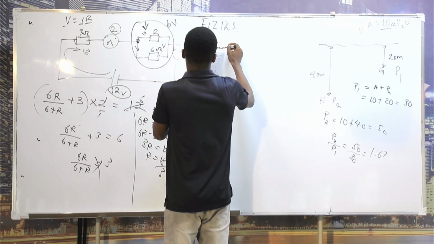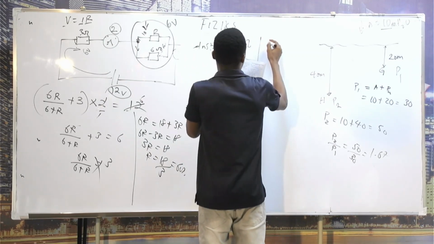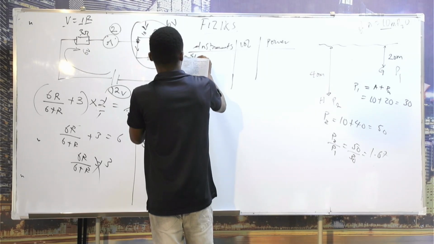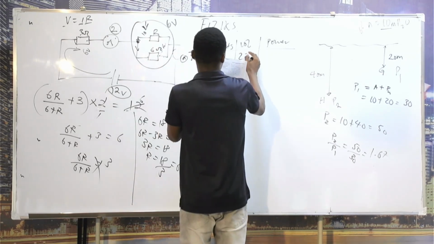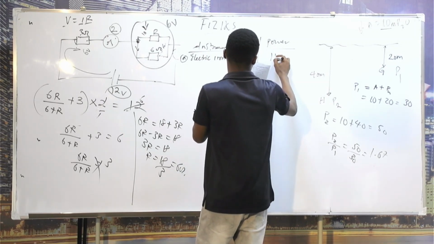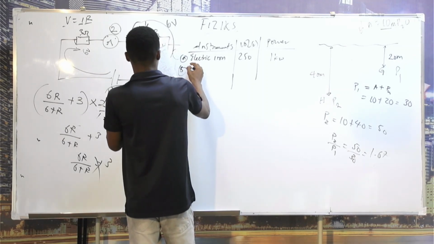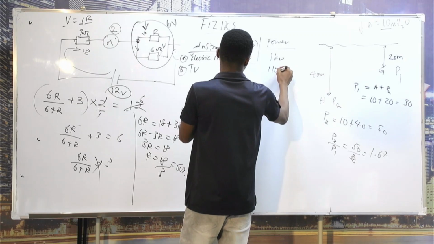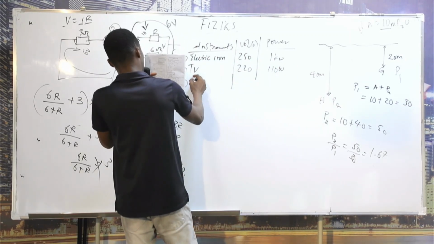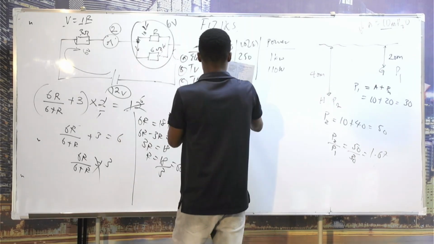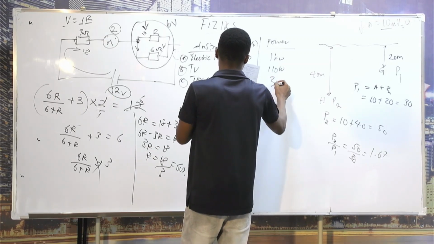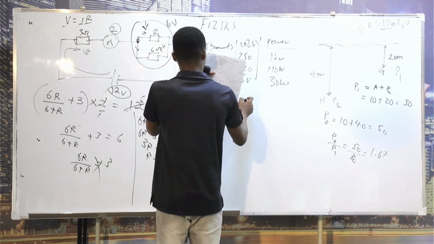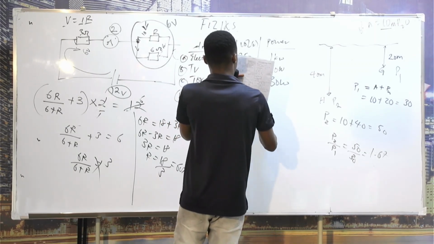Instruments, voltage, and then power. Option A, electric iron, voltage is 250 volts, and power is 1 kilowatt. B, TV, voltage is 220, power is 110 watts. Option C, torch lights, voltage is 6 volts, power is 30 watts. Option D, immersion heater, voltage is 110 volts, power is 500 watts.